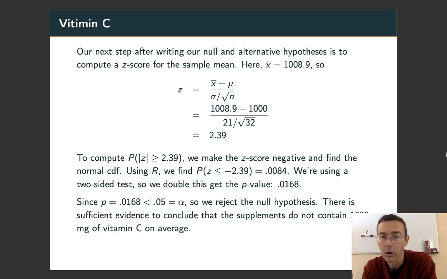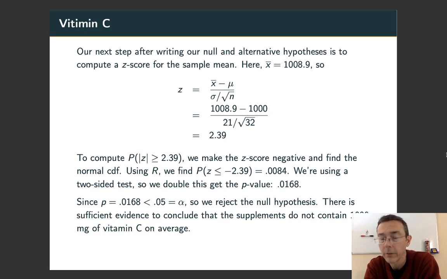To compute this using R or a TI-83 calculator or most online calculators, we need to write this in terms of a probability of z less than or equal to something. So we're going to write P of z less than or equal to negative 2.39. So the probability that z is less than the negative version of that z-score that we have. When we do that, we get 0.0084. Since we're doing a two-sided test, we've got to double that to get 0.0168. That's the probability of getting a z-score greater than 2.39 or less than negative 2.39. And it's the latter of those two that I calculated and then doubled.